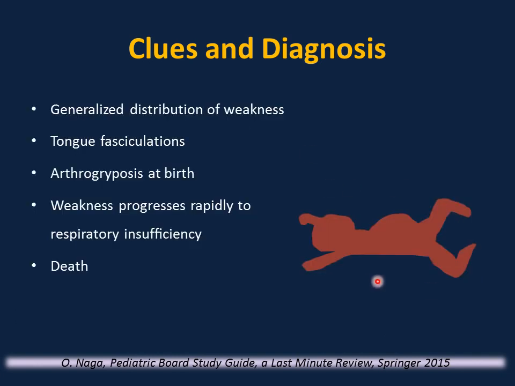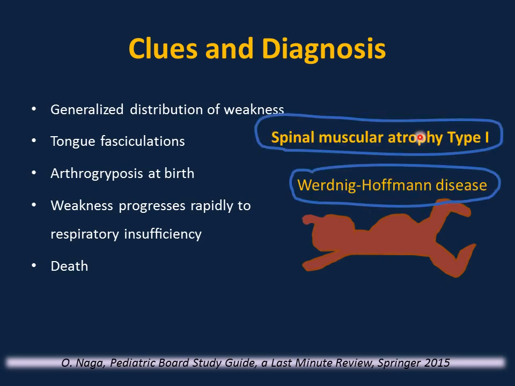If you have a newborn or infant presenting with generalized distribution of weakness, tongue fasciculations, arthrogryposis at birth, weakness that progresses rapidly to respiratory insufficiency and eventually death, what is the most likely underlying condition of this illness? This is a classic presentation of spinal muscular atrophy type 1, also well known as Werdnig-Hoffmann disease. This disease is because of destruction of anterior horn cells and it is autosomal recessive.